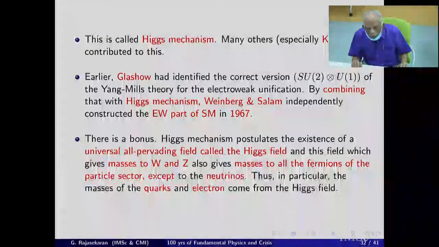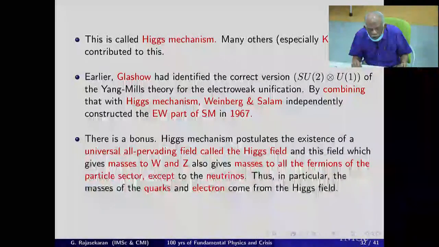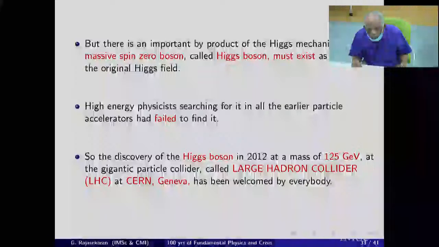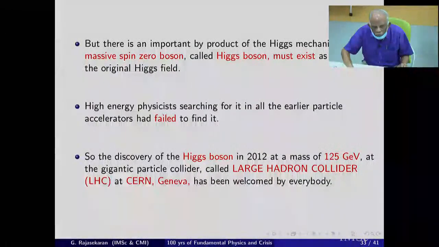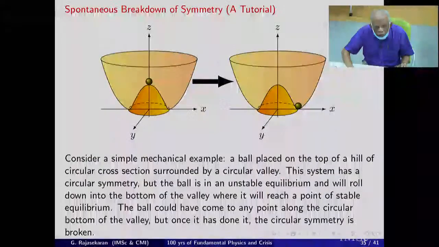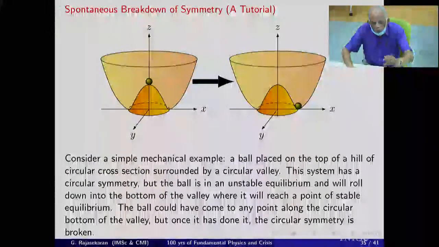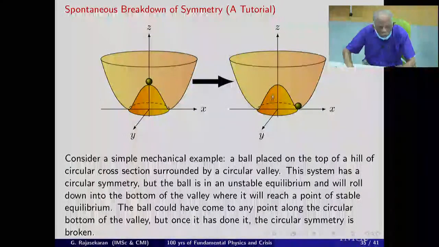So the discovery of the Higgs boson in 2012 at a mass of 125 GeV at the gigantic particle collider called the Large Hadron Collider at CERN was welcomed by everybody. This I have already said. Some more details about the Higgs mechanism you can understand by reading this, but I will not go over that.